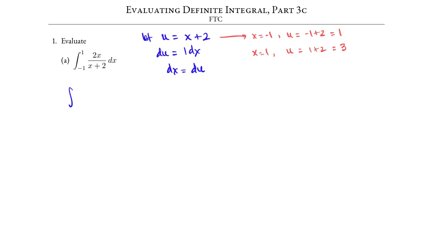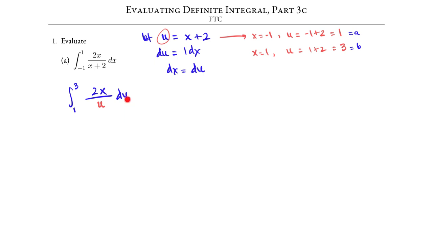Next, we perform the substitution in the definite integral. In terms of u, again, the lower limit of integration is now 1, and the upper limit of integration is now 3, corresponding to 1 and 3. 2x over x plus 2 is now substituted with u, and we replace dx with du. There is still a factor of x in the integrand, which means we cannot integrate it yet.